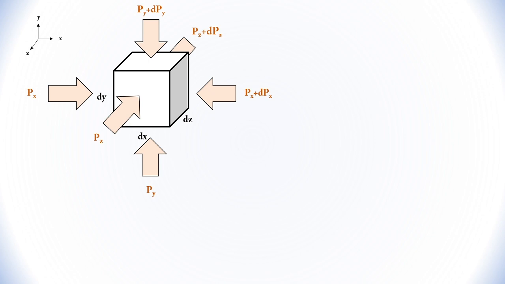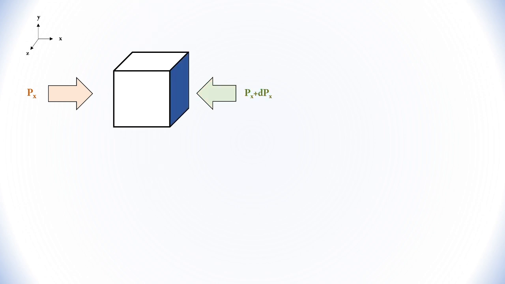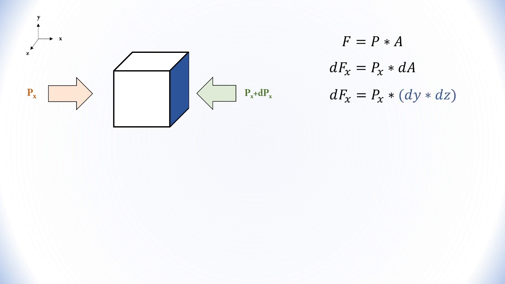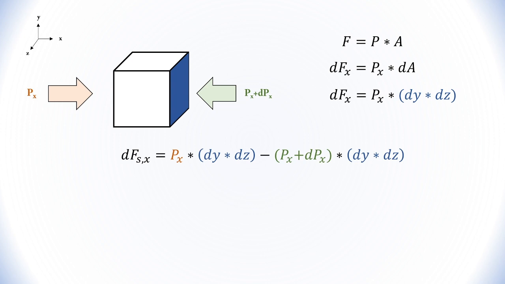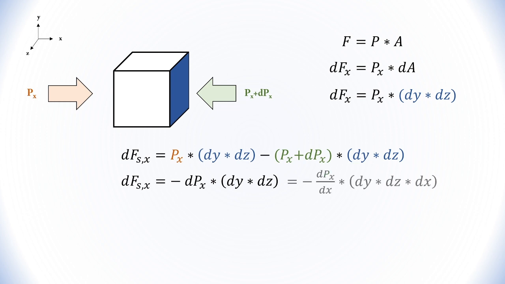The drawing is starting to look complicated, so let's remove everything except for the x component pressures. We know the equation for pressure force is force equals pressure times area. The derivative of this will be dF equals P times dA. In this case, dA will be dy times dz. Next, we can calculate the total change in the surface force in the x component using this next equation. Simplifying down, we obtain dF equals negative dP times dy times dz. We can divide by dx to get the next equation.